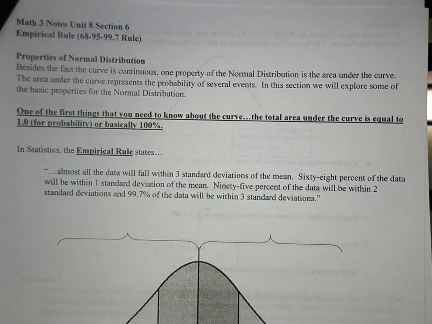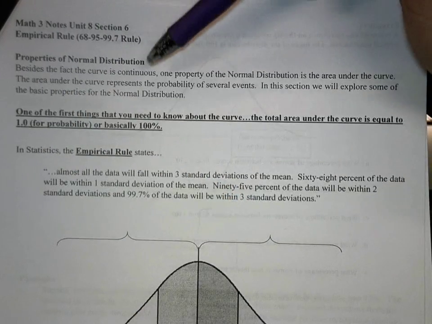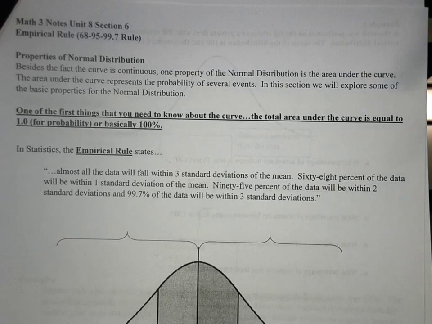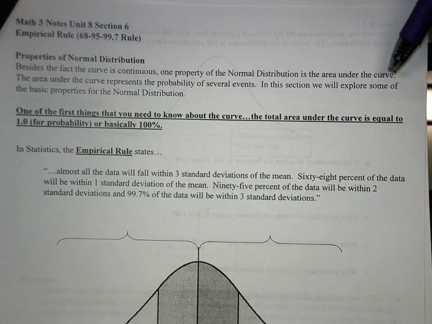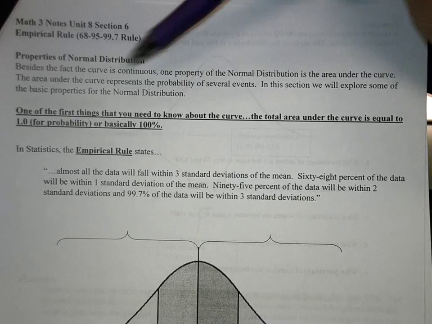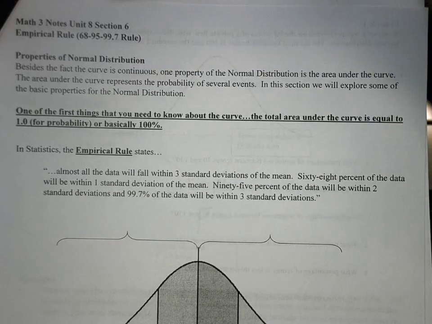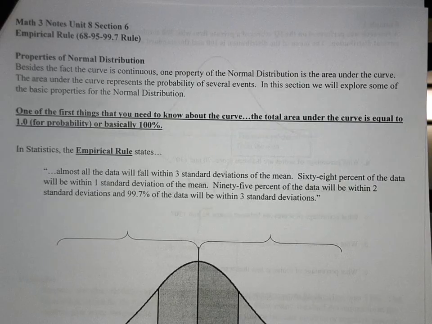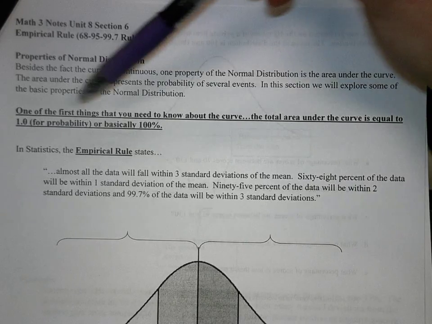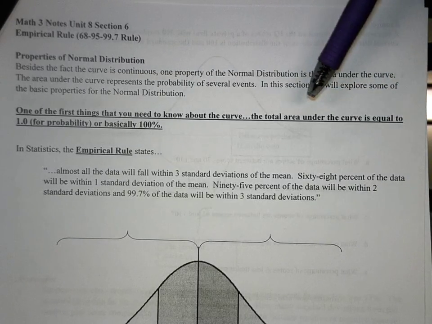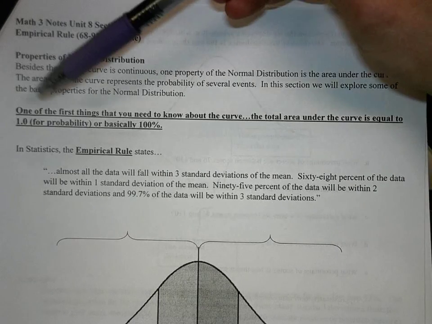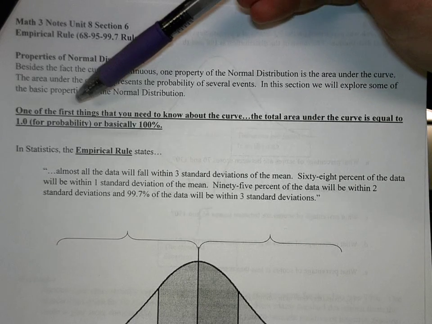Properties of normal distribution. Besides the fact that the curve is continuous, one property of normal distribution is the area under the curve. The area under the curve represents the probability of several events. In this section, we will explore some of the basic properties for normal distribution. One of the first things that you need to know about every curve is the total area under the curve is equal to 1 or 100%.